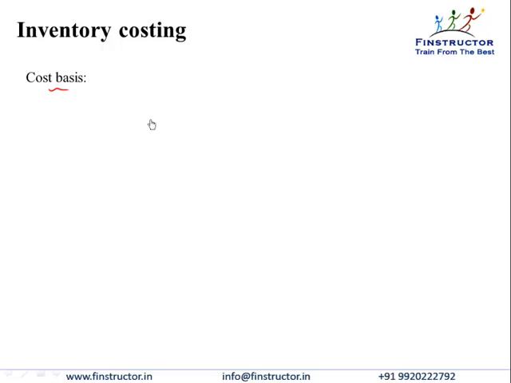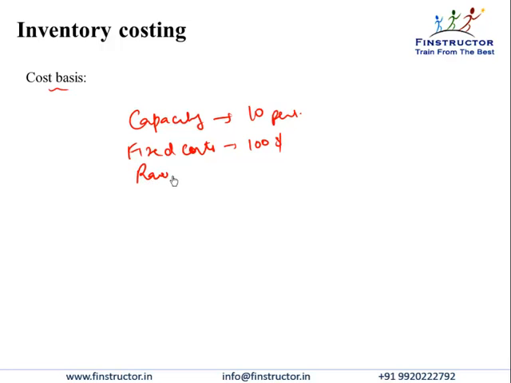So let's assume that we have a pen manufacturing plant and the capacity of the plant is 10 pens per year. The fixed costs in the plant, so these costs are independent of the number of pens produced, like rent, electricity, municipal taxes, etc., are to the tune of $100 per year. The variable cost, or the raw material and processing charges for each pen, are to the tune of $10 per pen. So if you produce 10 pens in a year, what will be the cost of producing the pen, or the per unit cost of inventory?